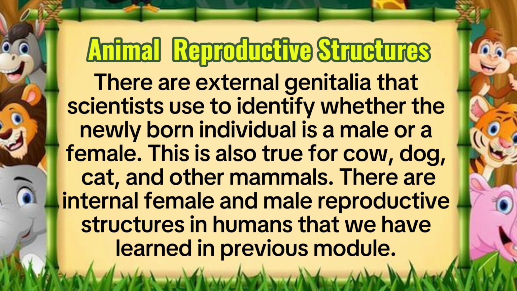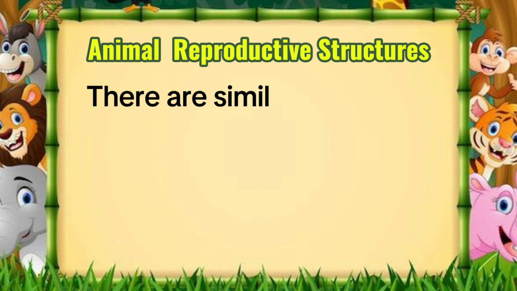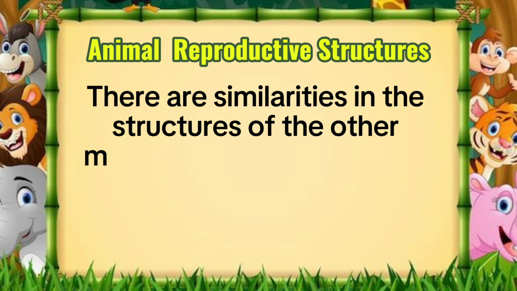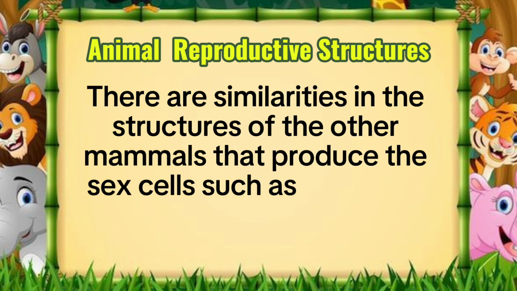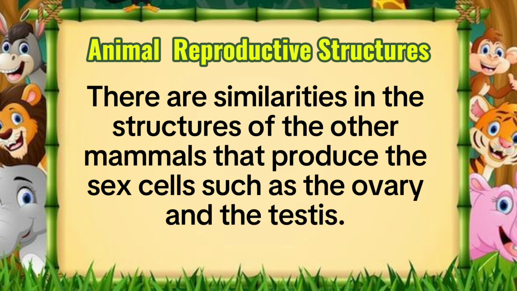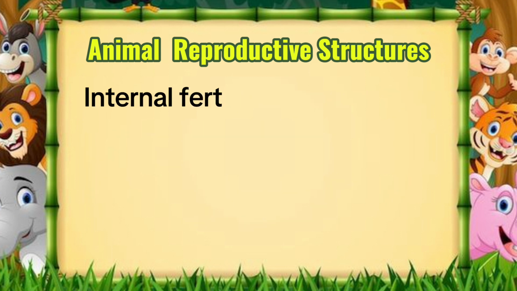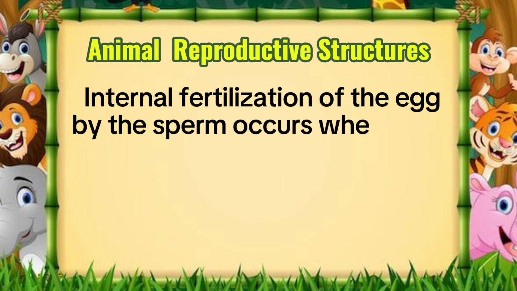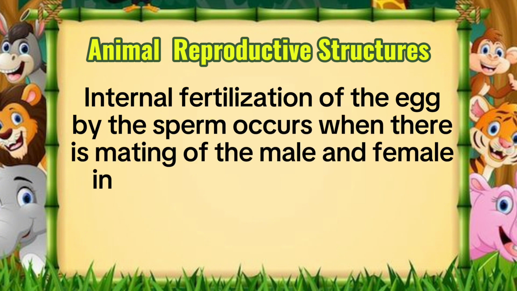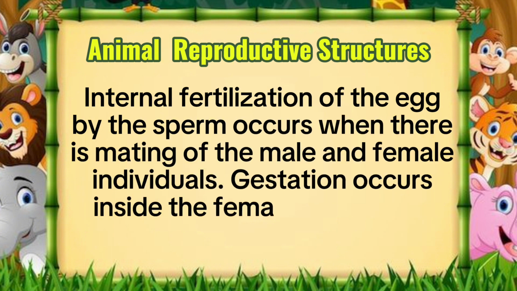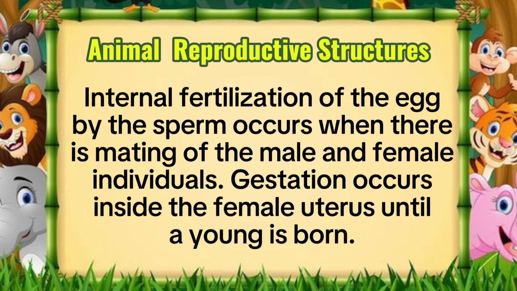There are internal female and male reproductive structures in humans that we learned in the previous module. There are similarities in the structures of the other mammals that produce the sex cells, such as the ovary and the testis. Internal fertilization of the egg by the sperm occurs when there is mating of the male and female individuals. Gestation occurs inside the female uterus until a young is born.